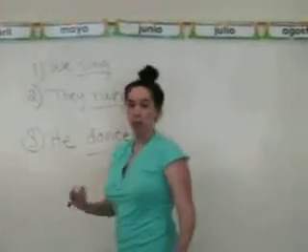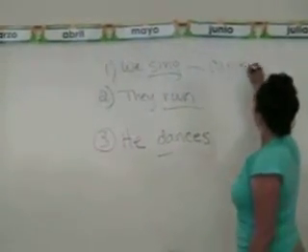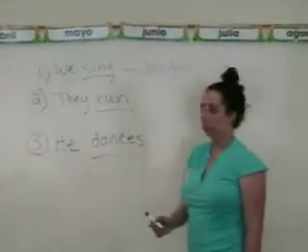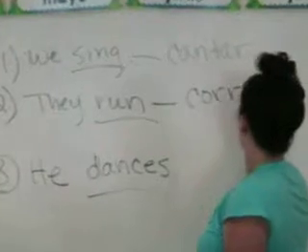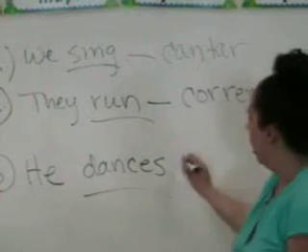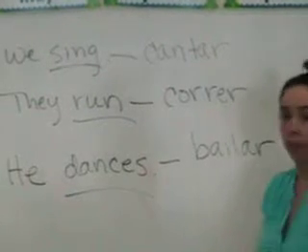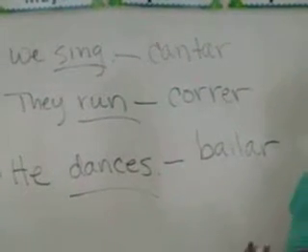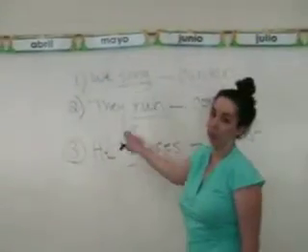Okay? So I'm going to give you these verbs for right now. To sing is cantar. That means to sing. Run is correr. And to dance is bailar. So now that we know these, there's a starting point for us. Now all we have to do is conjugate them for the given subject.